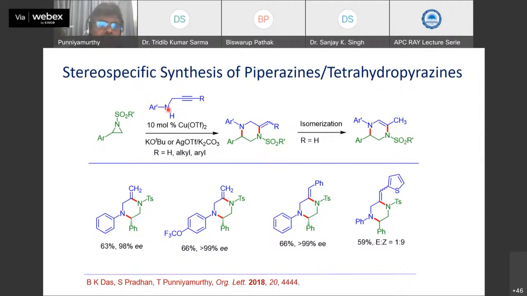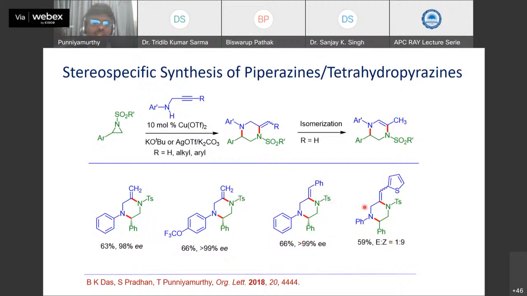In this, what happens? The nitrogen opens up the azetidine using copper triflate, under the reaction conditions shown here. Once you open it up, in the presence of potassium tert-butoxide or silver triflate and potassium carbonate, depending upon the substituent, you can make this piperazine, which can undergo isomerization under acidic conditions. Even when you put in chloroform, it undergoes isomerization to give this tetrahydropyrazine as the product. The advantage is that if you use chiral azetidine, as we have seen again here, you will be able to make this compound with high optical purities.